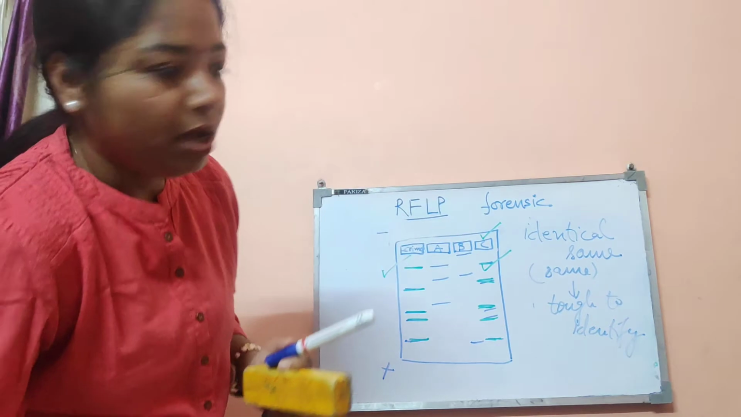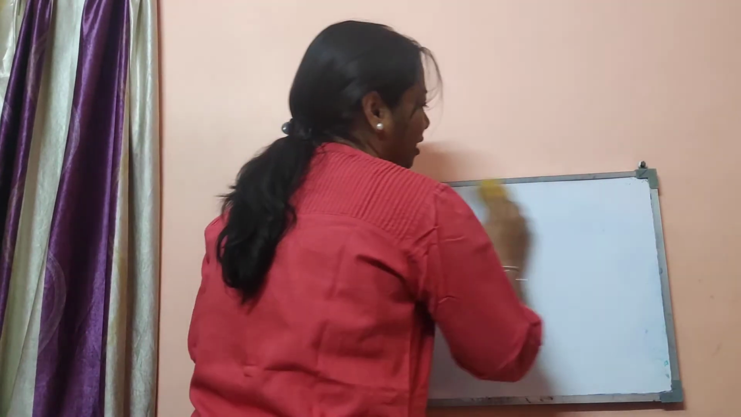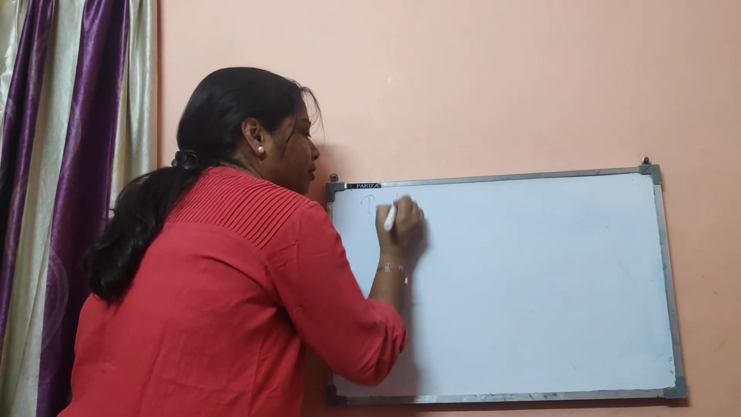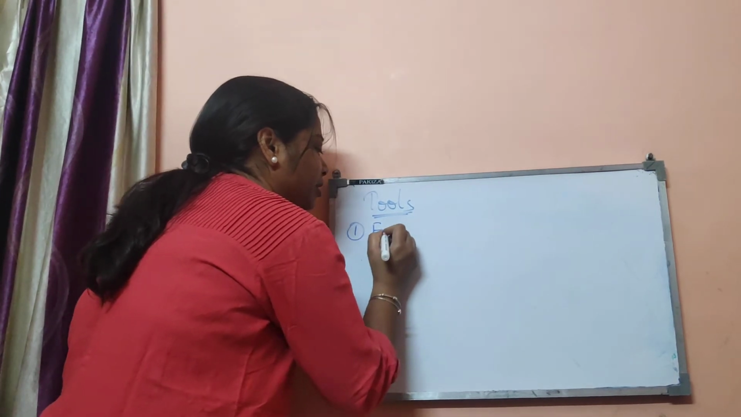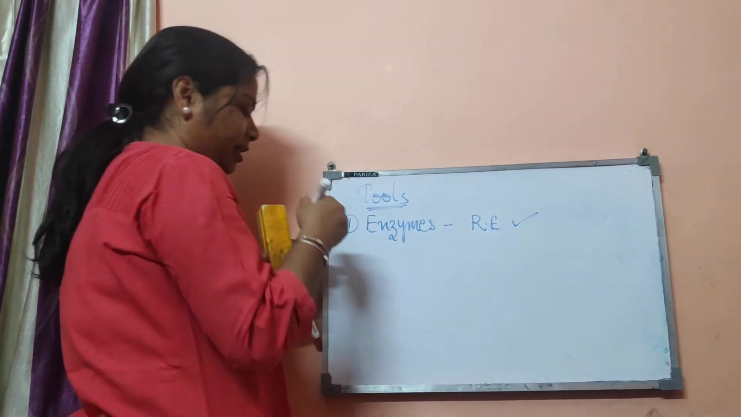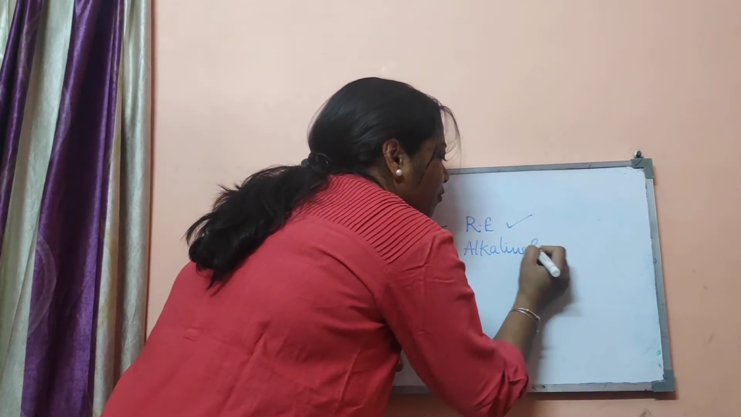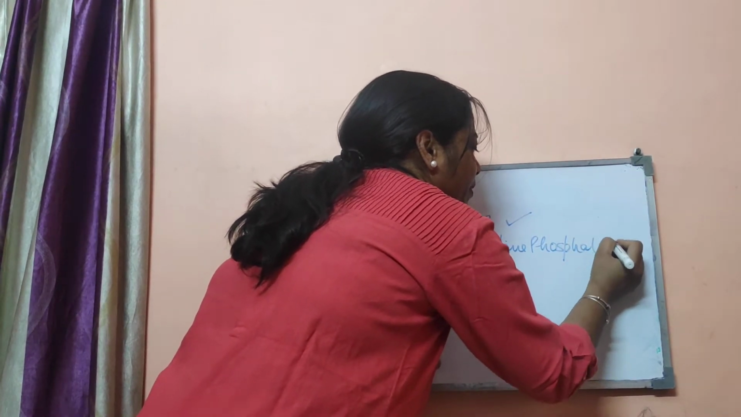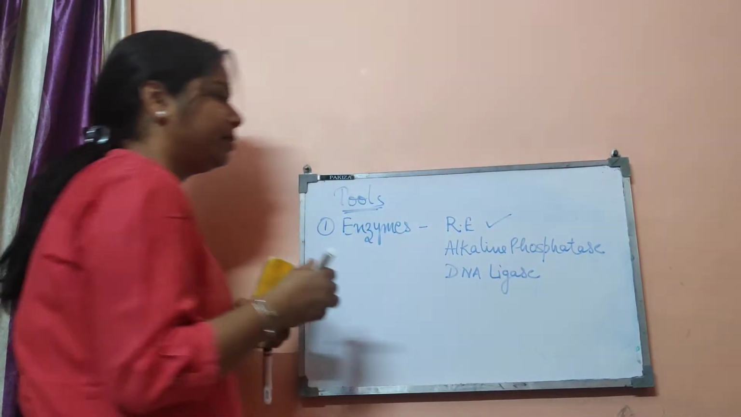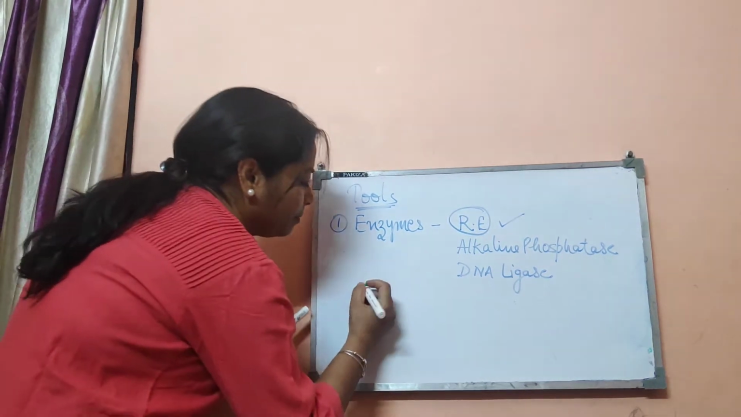And the next are other enzymes which we have to use in recombinant DNA technology. We say that enzymes are the first tool, and we have already discussed restriction endonuclease. The next enzyme which we have to discuss is alkaline phosphatase, and another is DNA ligase. These 3 are the major enzymes. We have discussed the first, and now we will discuss alkaline phosphatase.